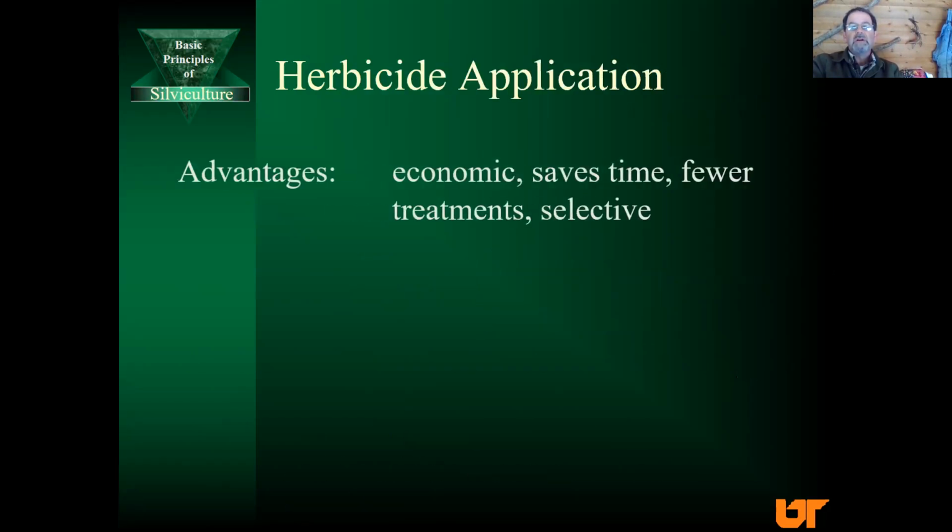Herbicide applications, there are some advantages of that, and it's primarily economic. It's much cheaper to spray than to get out there with manual labor and try to control it. It does save time, fewer treatments, and it can be selective. Herbicides are out there to kill grasses, but not broadleaves, to kill hardwoods, but not pines, depending on what your objective is and what you're trying to grow.